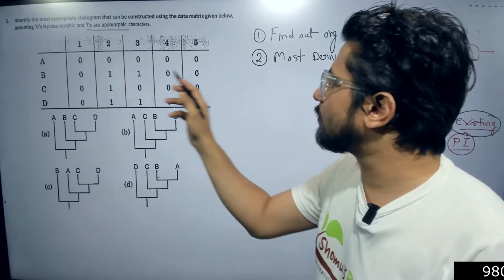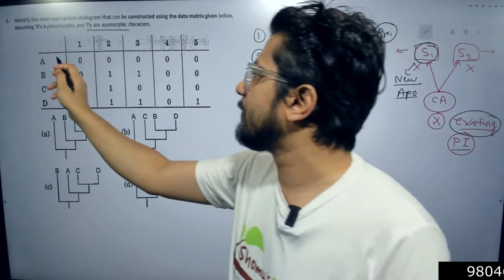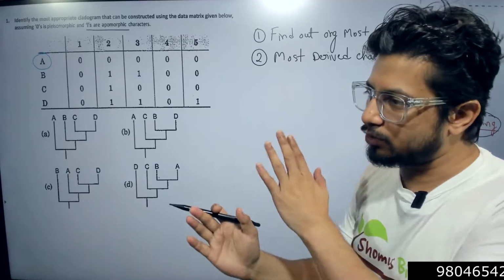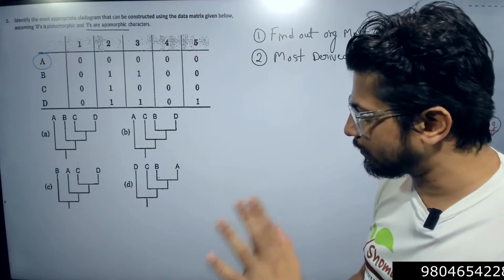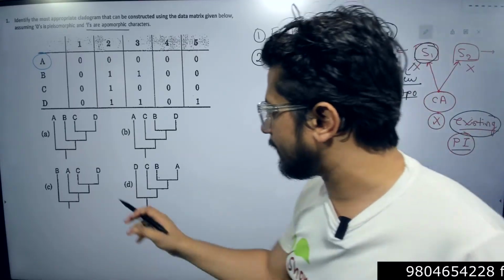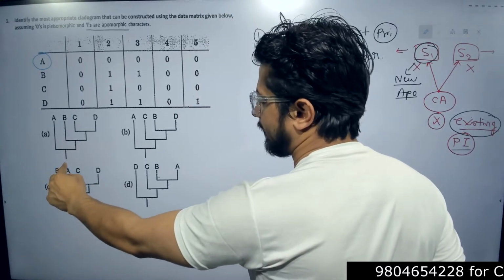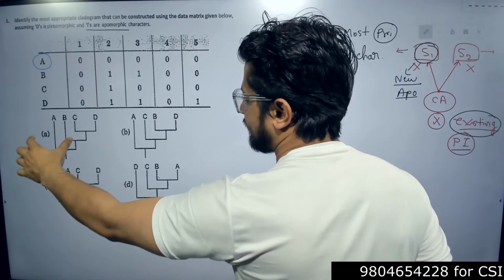तो यहाँ पे organism कौन सा organism है with maximum zero? A. So A is the most primitive. So सबसे पहले जिसको हम separate कर देंगे that is A. A should be separated at the very beginning. So from start point, now we are drawing here. So this is the start point, this is the common ancestor and then we are division.